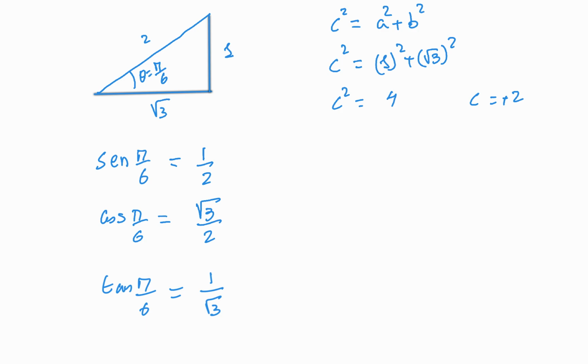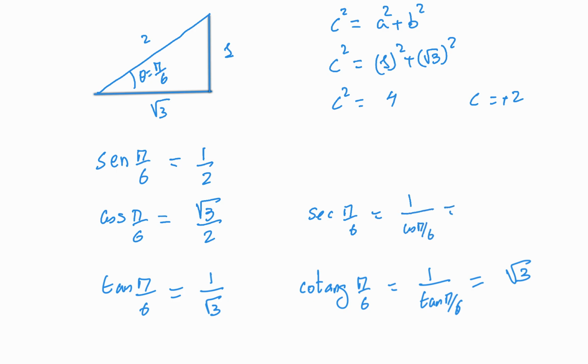Now, which are the other trigonometric functions? Let's say secant, cosecant, and cotangent. Now, cotangent of pi divided by 6 is 1 divided by tangent of pi divided by 6. If you do 1 divided by 1 divided by square root of 3, it will be square root of 3. What will be secant of pi divided by 6? Secant of pi divided by 6 will be 1 divided by cosine of pi divided by 6. So you flip the numerator with the denominator, it will be 2 divided by square root of 3. And cosecant of pi divided by 6 will be 2.